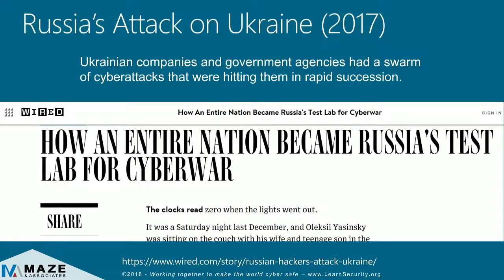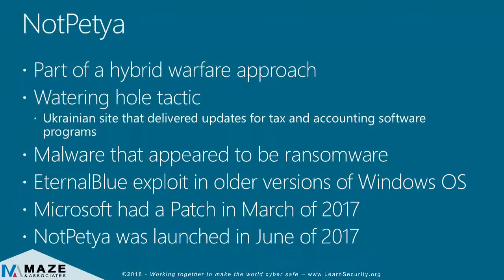Russia's attack on the Ukraine in 2017, which was just a couple months after WannaCry. A bunch of Ukrainian companies and government agencies had a swarm of cyber attacks hitting them in succession, and then it hit their banking system, and it also took out their power grid. And they were without power, and I don't know the exact amount of time, because some places got back up and running faster than others. But there were a number of places and organizations hacked. It's a part of their hybrid approach of attacking.